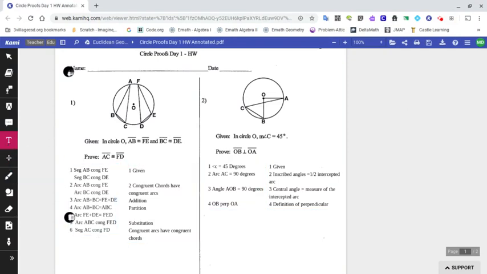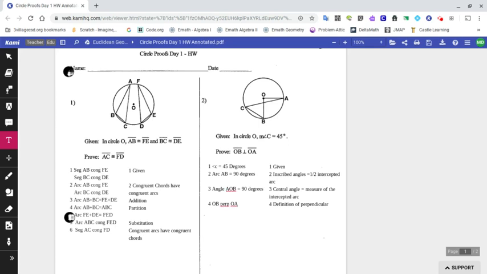Okay, so the givens in number 1: segments AB is congruent to FE and BC is congruent to DE. Those are my givens. Now, those are chords, which are going to intercept congruent arcs. So arc AB will be congruent to FE and BC will be congruent to DE by congruent arcs. And then I'm going to use addition, partition, and substitution to piece together the arc ABC with the arc FED. Once those are congruent to each other, the segments AC would be congruent to FD because congruent arcs have congruent chords.